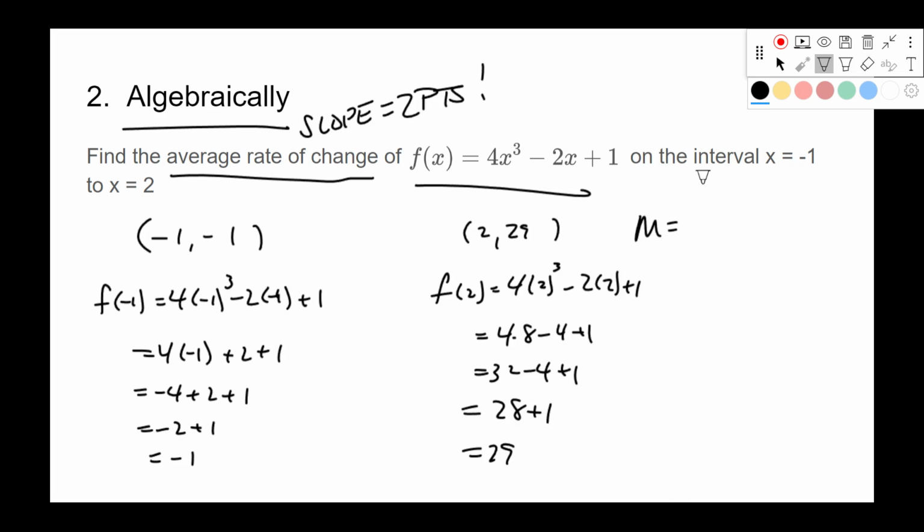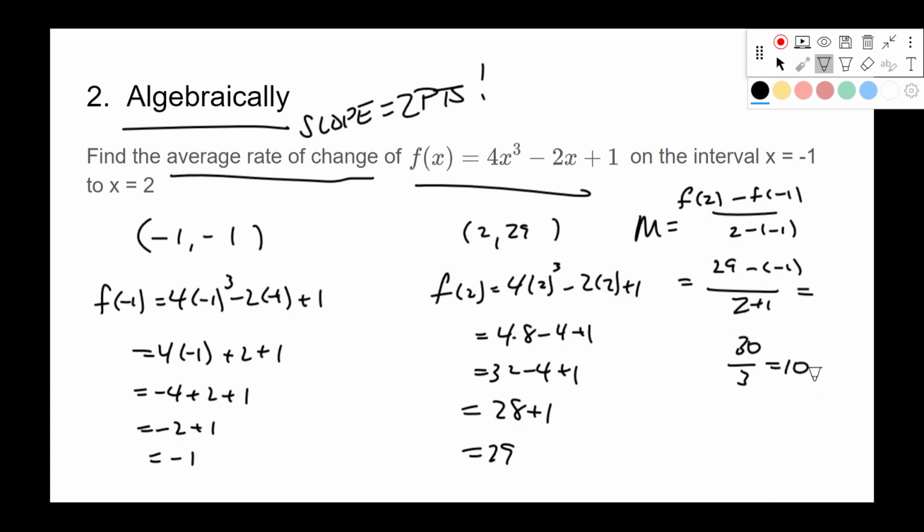So now to find the slope, I could do delta y over delta x. I could do y2 minus y1 over x2 minus x1. I could do f of 2 minus f of negative 1 over 2 minus negative 1. So that would be 29 minus negative 1 over 2 plus 1. So that would be 30 over 3. It's 10. So the slope on this interval from negative 1 to 2, if I were to take these 2 points, graph them on this function, and draw the line, the slope would be 10. Okay? Or average rate of change.